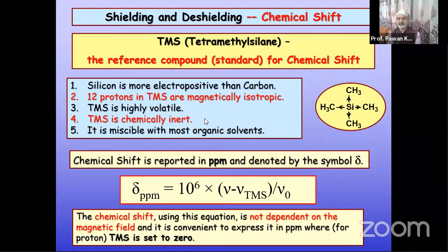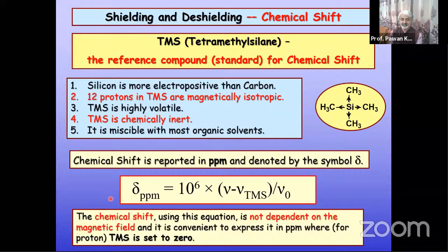And the chemical shift is basically measured in hertz. So the actual units of chemical shift are hertz. But by convention, for our own convenience and to make things simple, we are reporting it in ppm, and it is denoted by the symbol delta. So the actual units for chemical shift are hertz, but for our convenience, we measure it in ppm, and it is denoted by the symbol delta.